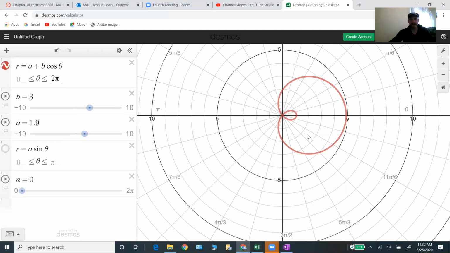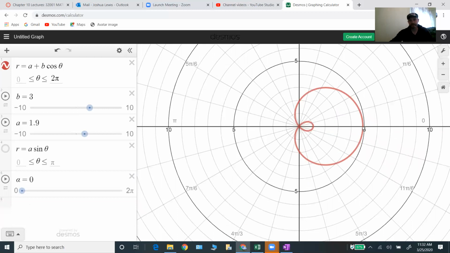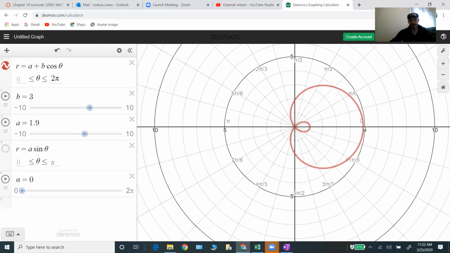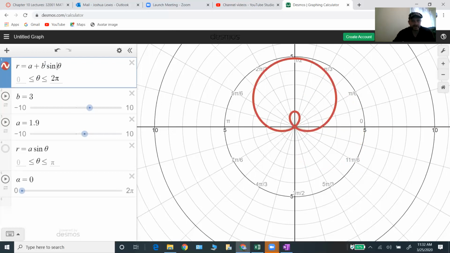But this thing traces out over here. See where my arrow is? And it's going to come up like this, in like this, and back where it started, okay? And you can imagine if I change this from cosine to sine, what do you think it's going to do? Yeah, it's going to orient it along the y-axis, okay?